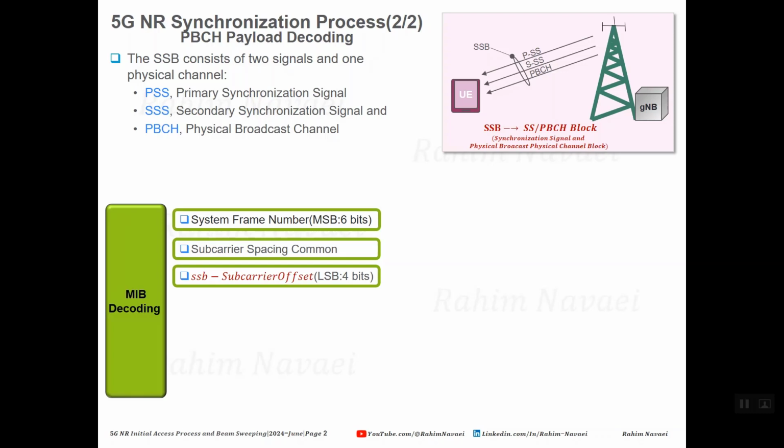In case of frequency range 2, FR2, KSSB ranges from 0 to 11, and the 4 LSBs are sufficient to represent this range. However, in frequency range 1, FR1, KSSB ranges from 0 to 23, and a 5th bit is required. This 5th bit, the most significant bit, MSB, is also determined at the physical layer.